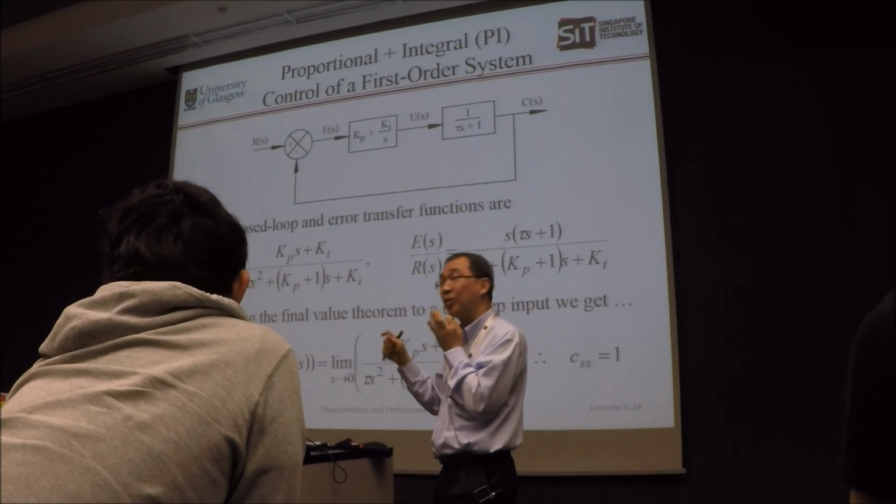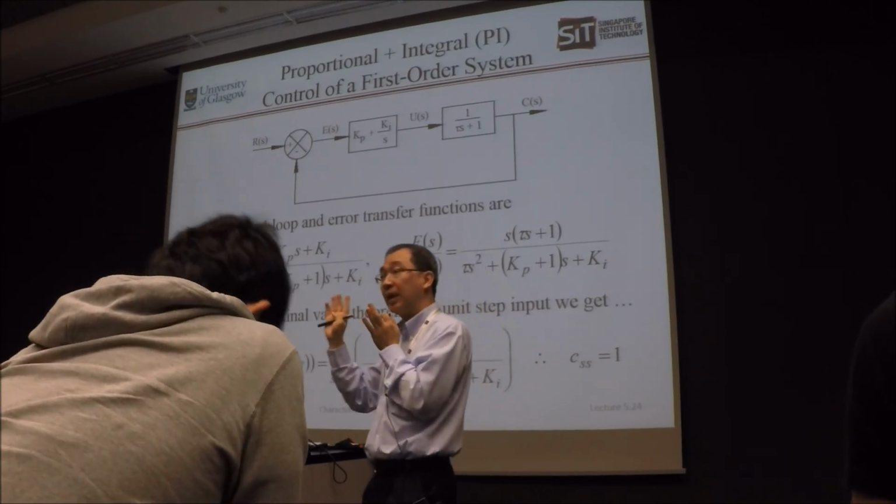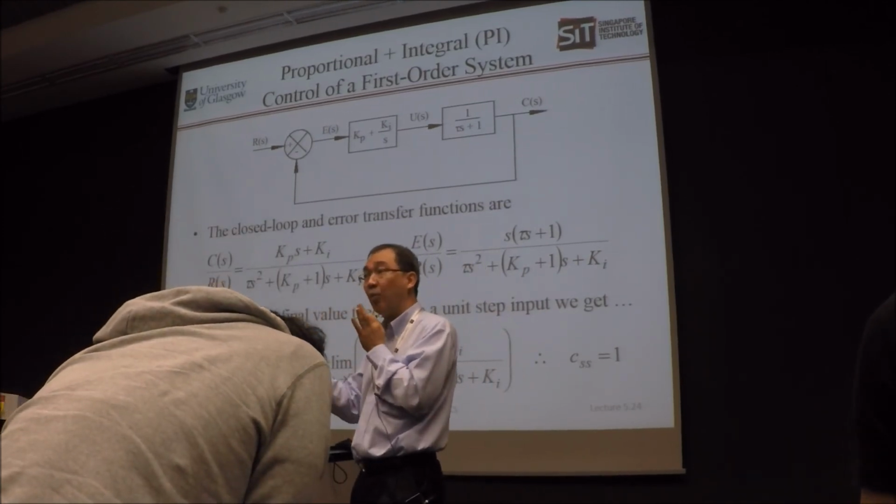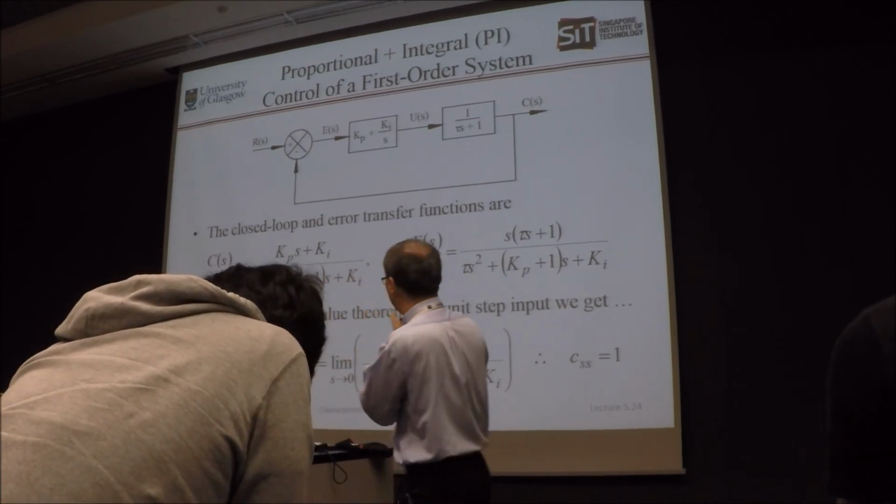Another case is if you use a PI control and you apply it to a first order system. Again, your PI control adds to your system order by 1, so the first order system becomes a second order system.